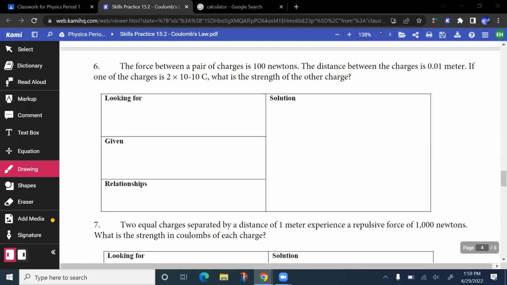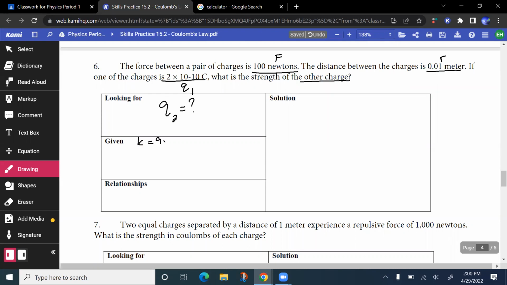Question number 6. The force between a pair of charges is 100 newtons. So this time we're given the force. If the distance between the charges is 0.01 meters, and one of the charges is 2 times 10 to the negative 10 coulombs, what is the strength of the other charge? So Q2, the second charge, is now our unknown.